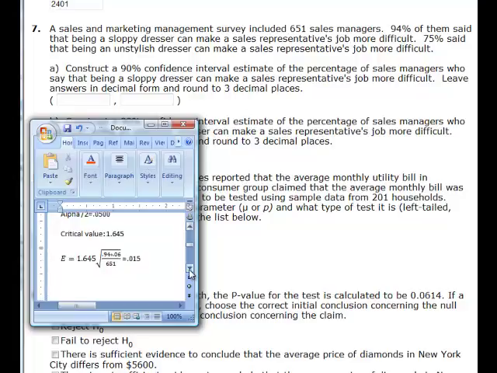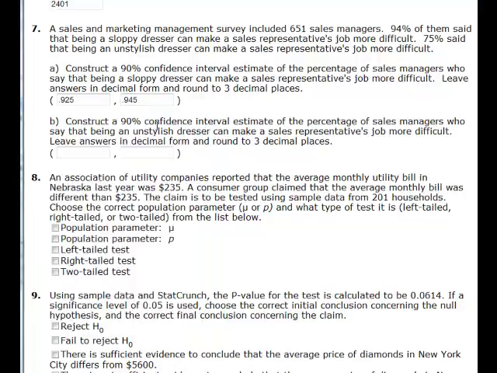Now we actually have to construct our confidence interval. So we're going to use our point estimate, which was the 0.94. We're going to take that and subtract our margin of error to get our lower limit. That gives us 0.925. We take our point estimate and add the margin of error. We get 0.955.